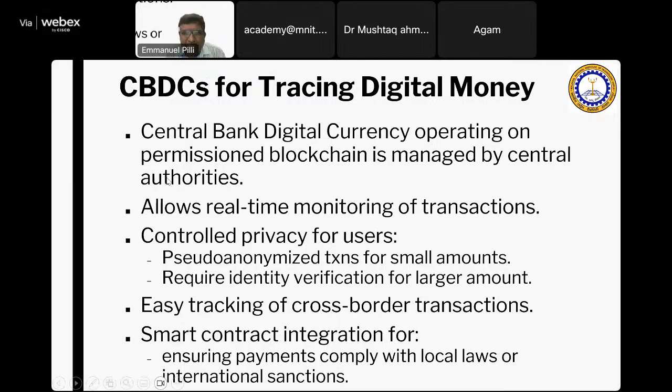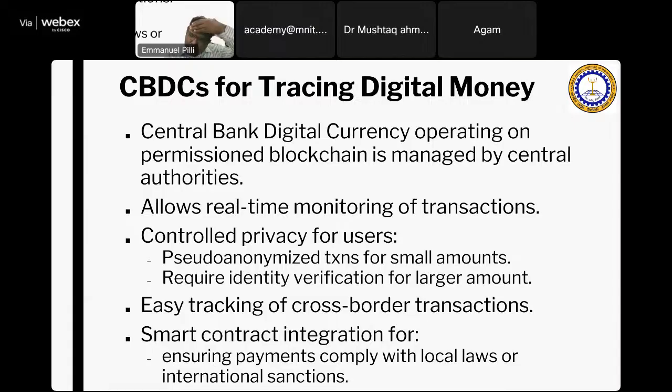So there is a central bank digital currency operating on a permissioned blockchain. It is managed by central authorities. It allows real-time monitoring of transactions. So you can't run away with those transactions. All the transactions are mapped on the central bank digital currency. So there is controlled privacy for users. So pseudo-anonymized transactions for smaller amounts and identity verification for larger amounts are needed.